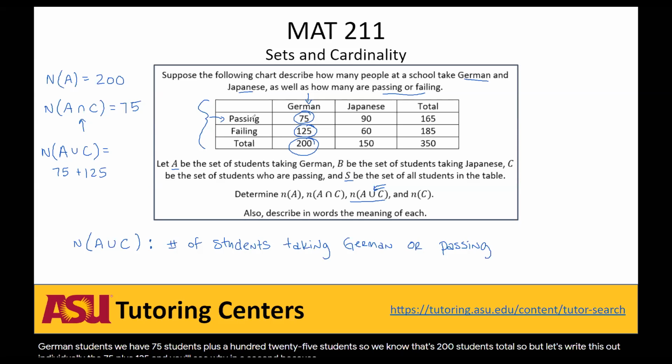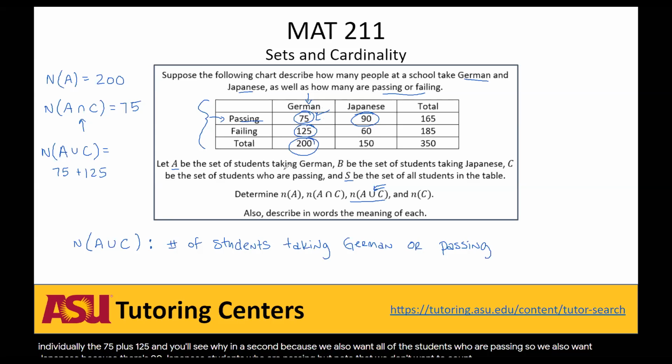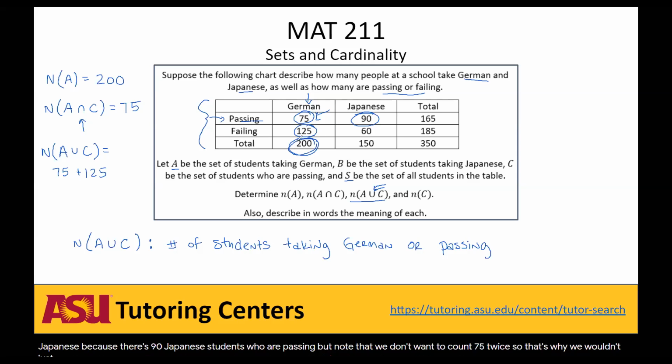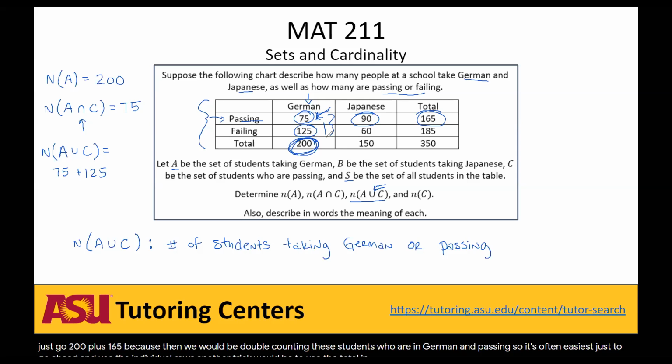Because we also want all of the students who are passing. So we also want Japanese, because there's 90 Japanese students who are passing. But note that we don't want to count 75 twice. So that's why we wouldn't just go 200 plus 165, because then we would be double counting these students who are in German and passing. So it's often easiest just to go ahead and use the individual rows. Another trick would be to use the total in one column, and then just use all the additional values in the passing row. So that would also work just fine.